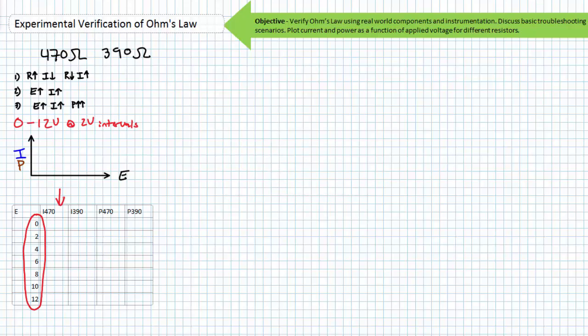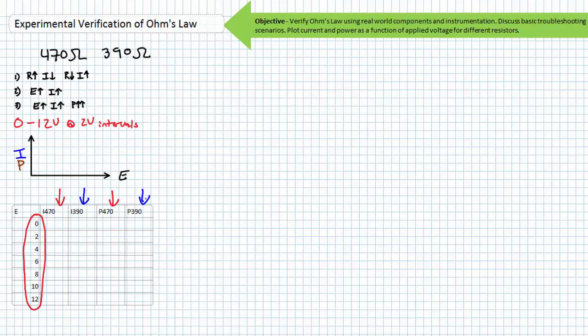There's the current for the 470 ohm resistor, the power for the 470 ohm resistor, the current for the 390 ohm resistor, and the power for the 390 ohm resistor. Again, do the calculations first. Have some idea of what's behind the door before you open it.